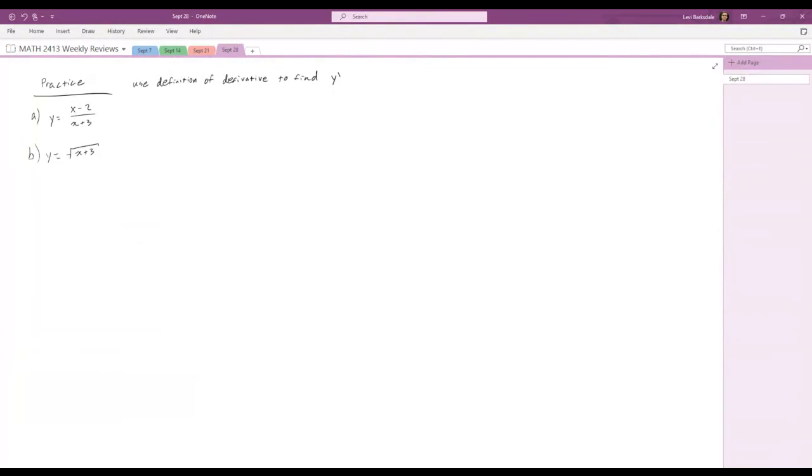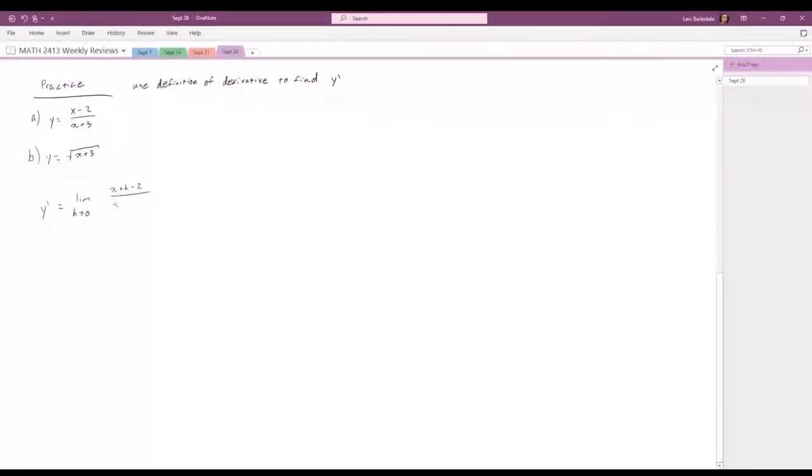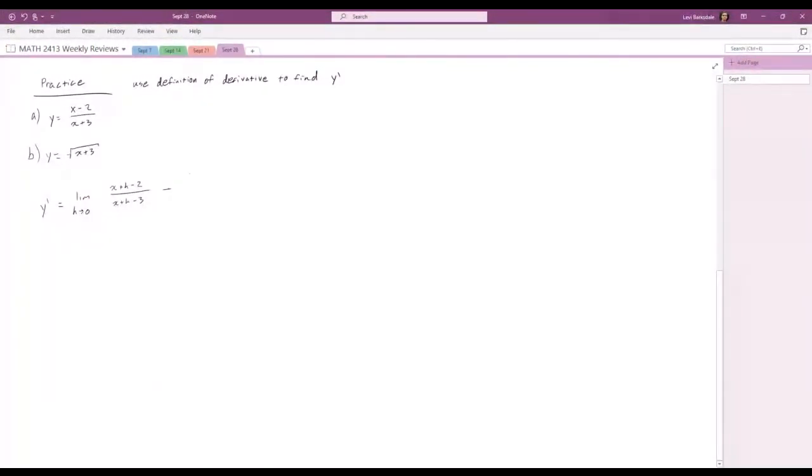So first off, for our first one, we'll just start by writing out our definition. Our derivative is the limit as h goes to 0 of f of x plus h, so x plus h minus 2 over x plus h plus 3, minus f of x, so minus x minus 2 over x plus 3. And I put parentheses in this section to make sure that I don't lose my negative, because that's important, and then all of this is going to be over h.